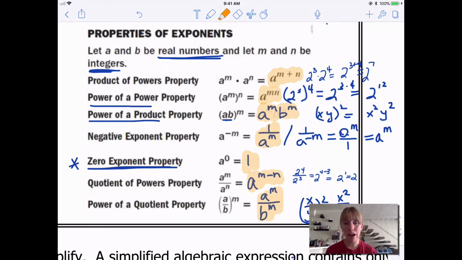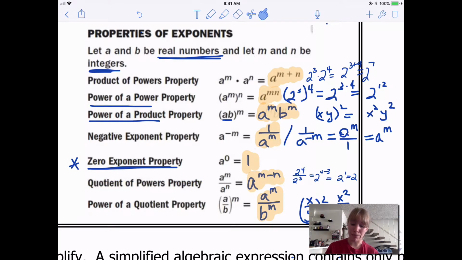What you have to know how to use is this table. So if you see an a to the m and a to the n for that product of powers property, you have to understand that that base is going to be the same. So it has to be the same number or same variable being multiplied by each other. If you have an a to the m over a to the n, like the quotient of powers property, you've got to know that that has to be the same base in order for you to subtract those two powers.